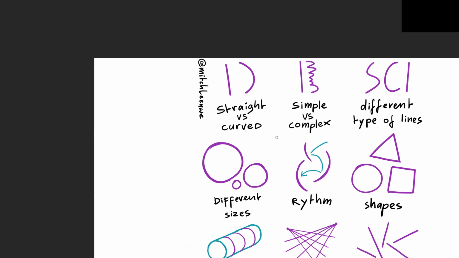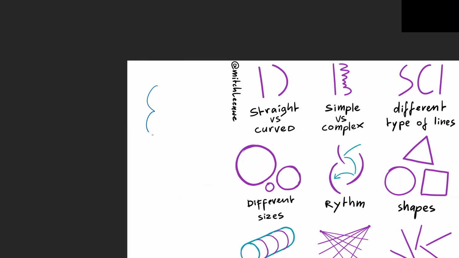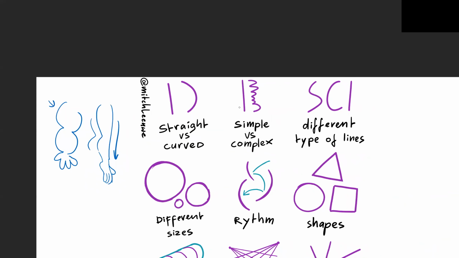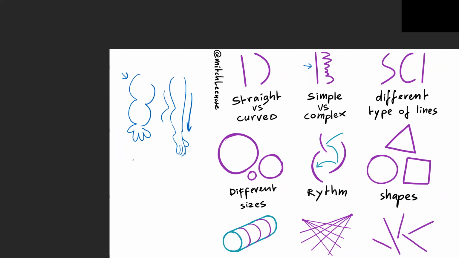So, straight versus curved. For example, if you're drawing an arm with a hand and muscles, this looks kind of strange, but if you draw the arm with one side having these curved shapes and one side straight, like this here, then you get a more organized drawing. So this is straight and this is curved. But it's also that you're using one side straight and one side complex or simple.